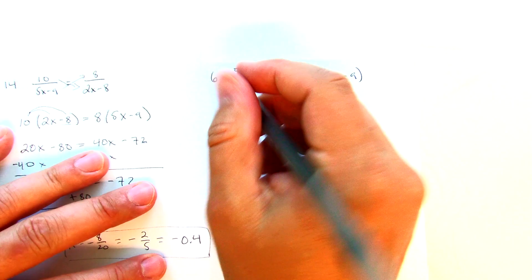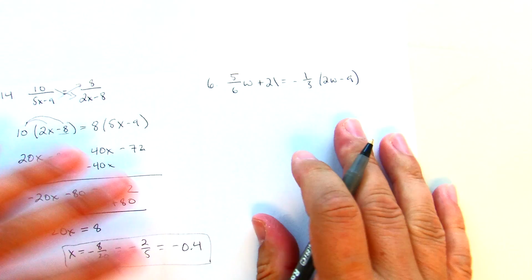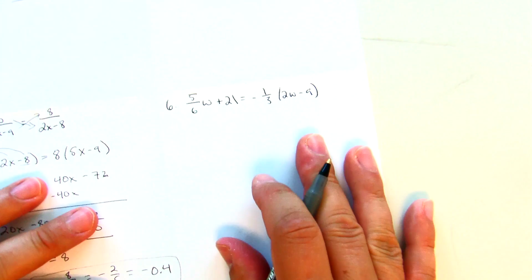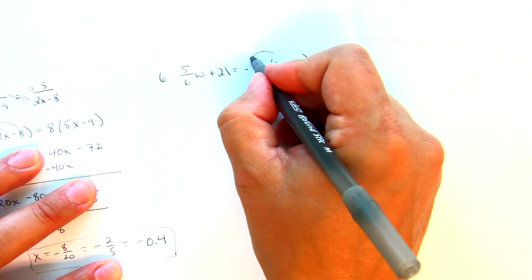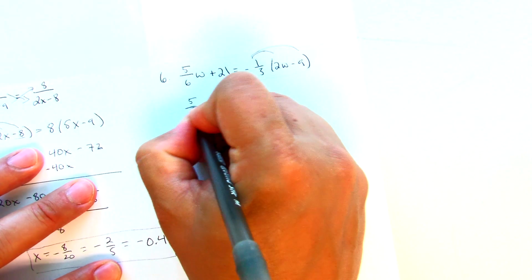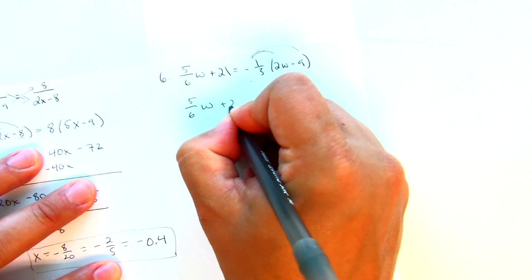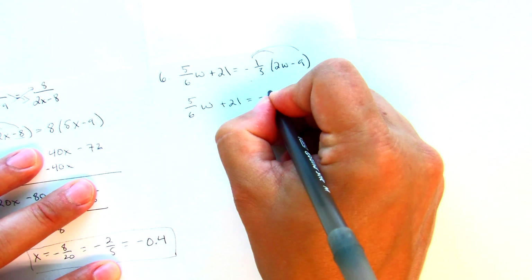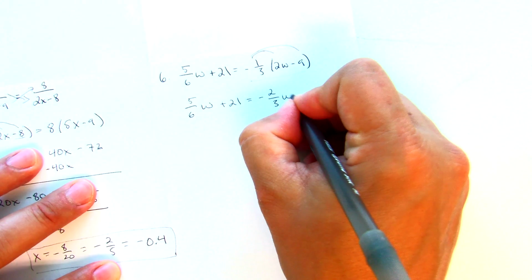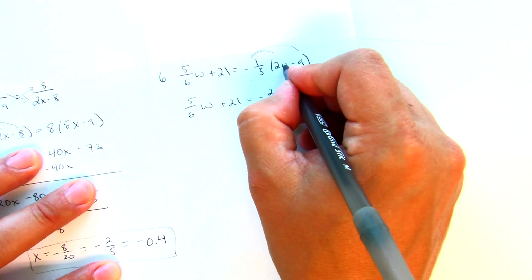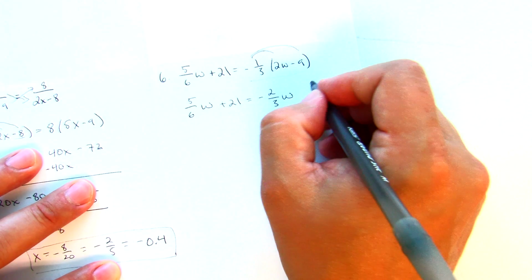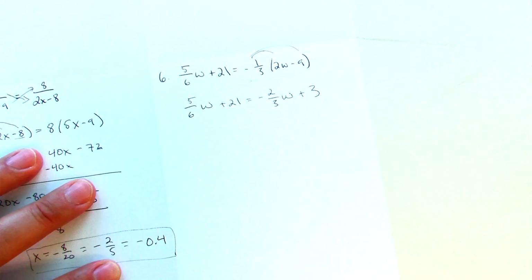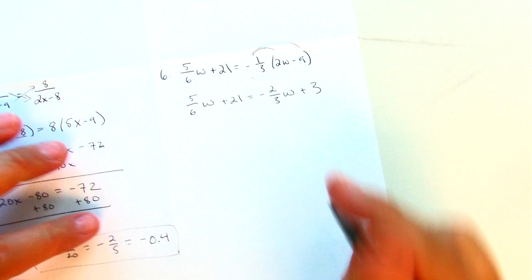Okay, now here's one people freak out about because it's fractions. So let's just deal with that. We can handle this, I think. First we've got some distributing to do. We're going to do negative 1/3 times everything there. So let's just rewrite this: 5/6 w plus 21 equals negative 2/3 w. That's negative 1/3 times 2w. And then we'll have negative 1/3 times negative 9. 1/3 times 9 is 3, and negative times negative is a positive. There we go.